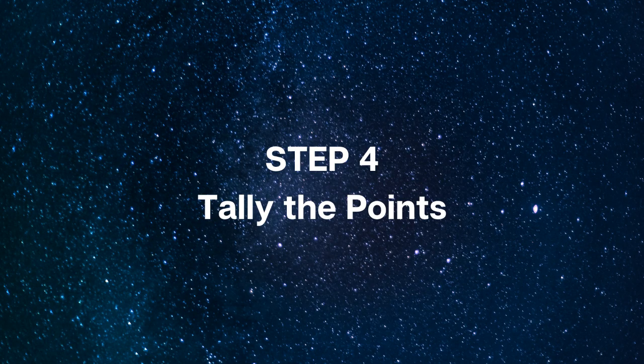The fourth step is to tally the points. You total the points for each planet based on their rulership over the degree. For example, the Almuten of a point at 25 degrees Leo, using Egyptian terms and Chaldean phases. Sign ruler of Leo, it's the Sun, 5 points.